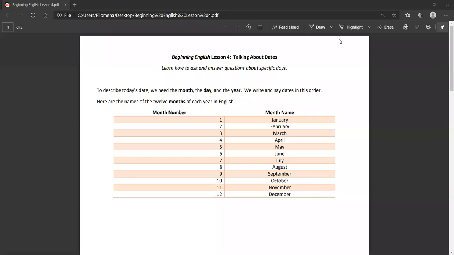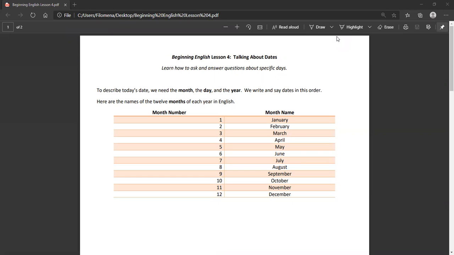Let's talk about the date. How do you ask and answer questions about specific days and specific dates? In English, to describe today's date, you need to use the month, the day, and the year in that order.